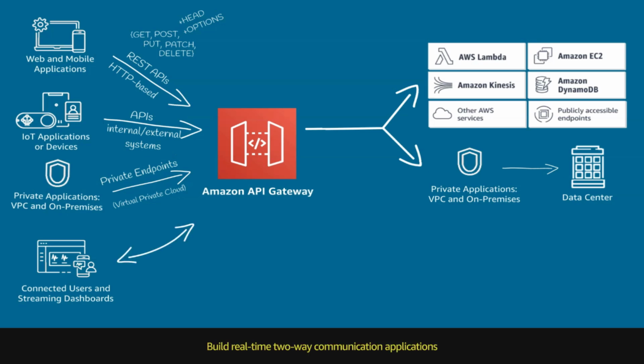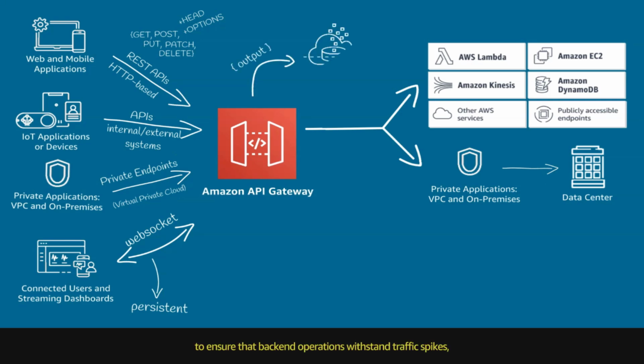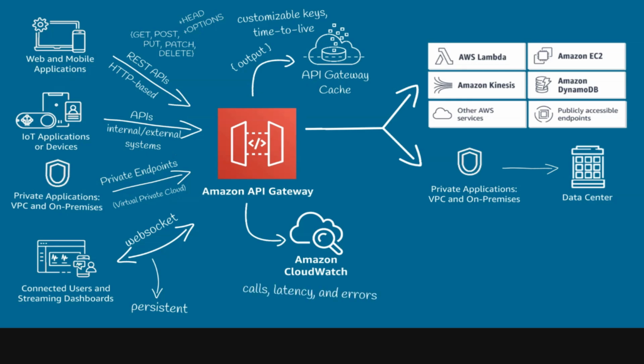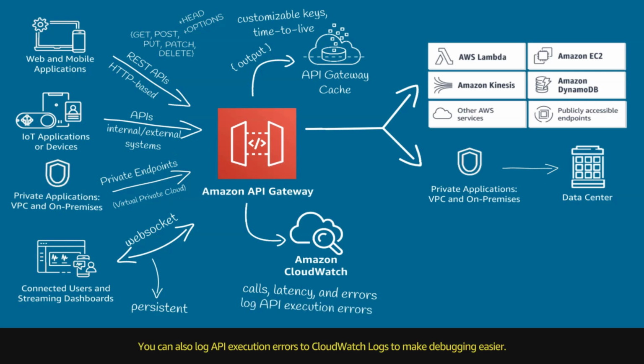Build real-time two-way communication applications, such as chat apps and streaming dashboards. API Gateway maintains a persistent connection between clients, handles message transfer, and pushes data through backend servers. Cache the output of API calls, to ensure that backend operations withstand traffic spikes, and backend systems are not unnecessarily called. The API Gateway console is integrated with Amazon CloudWatch. You get backend performance metrics such as API calls, latency, and error rates. You can also log API execution errors to CloudWatch logs to make debugging easier.